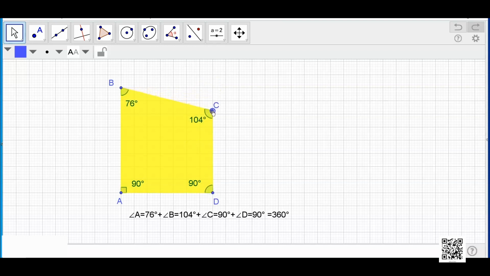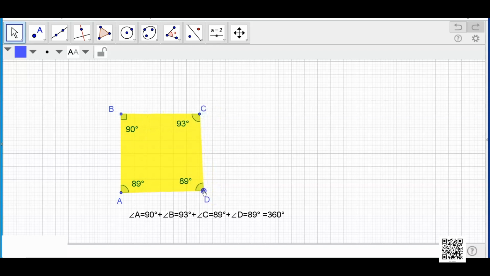So to make it a square, I am just seeing how I can reduce this. Still it's not a square. Let me see to make it a square. Yes, now it's a square. Again you can see all the sides are equal and all the angles are 90 degrees. But still the sum of the interior angles remains 360 degrees.